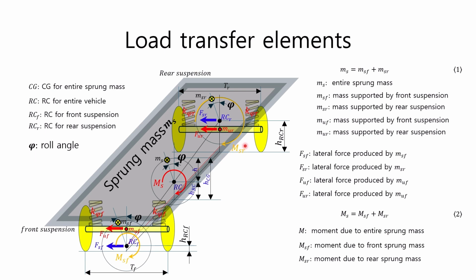The load transfer caused by the lateral force FSF generated by the front sprung mass and the lateral force FSR generated by the rear sprung mass can be calculated using the height of the roll center of each axle and the corresponding wheel track if the sprung masses MSF and MSR corresponding to each axle are known. Now that we have looked at the overall concept of calculating the ideal load transfer distribution, let's look at how to derive the calculation formula.